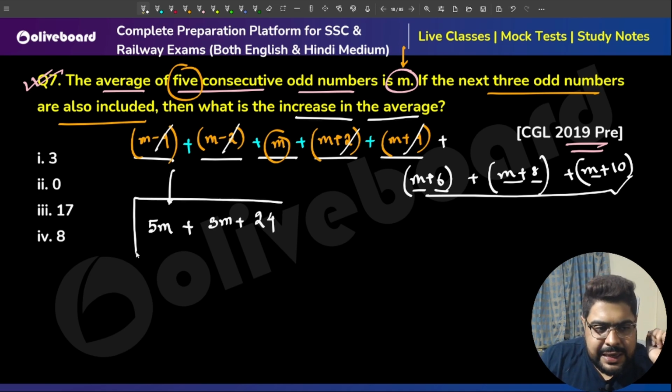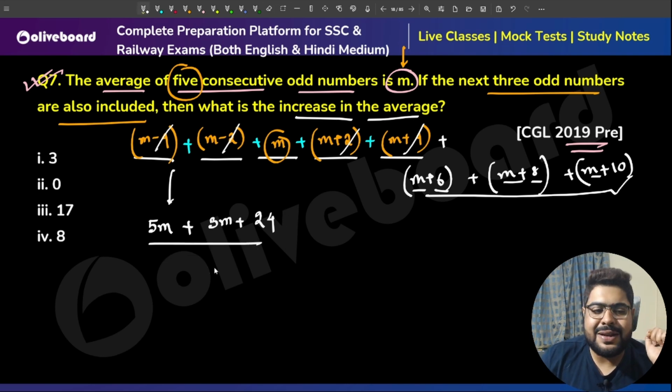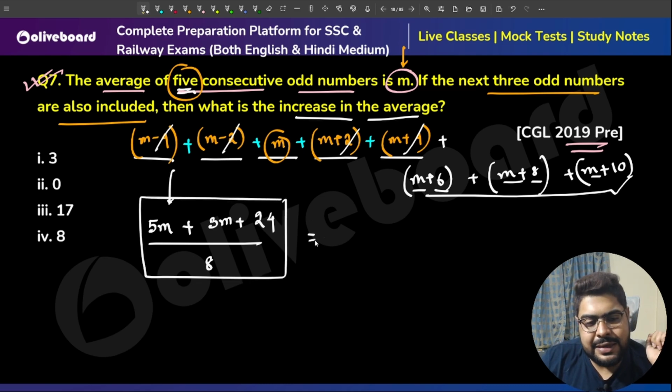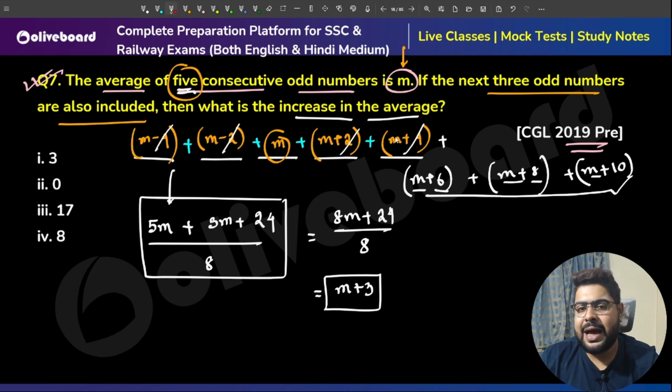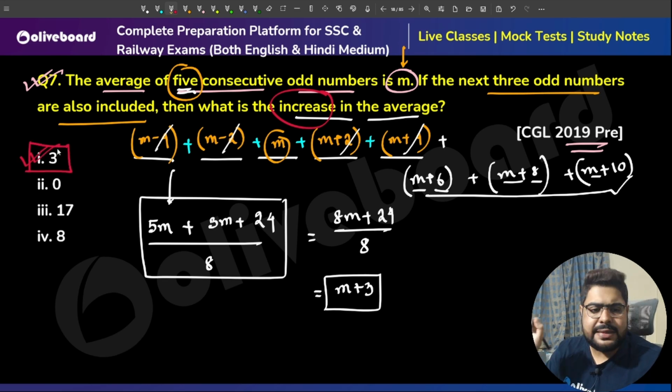So this is the new sum, the total sum, divided by now how many numbers are there? We are having 8 numbers, 5 here, the next 3 numbers here. So if you calculate, it is 5M plus 3M, 8M plus 24, divided by 8. M plus 3. So the simple answer, how much is the increase in average? 3 is the increase in average, option number 1. This is to understand.